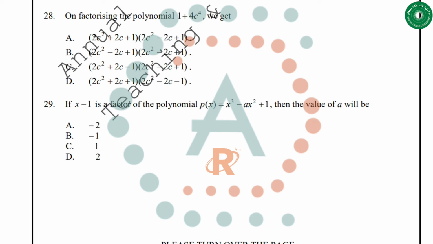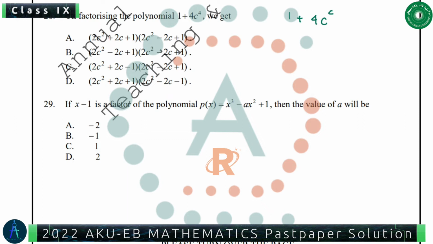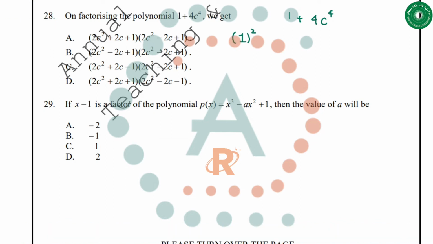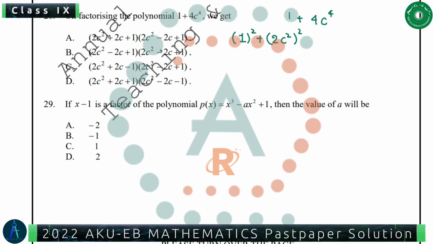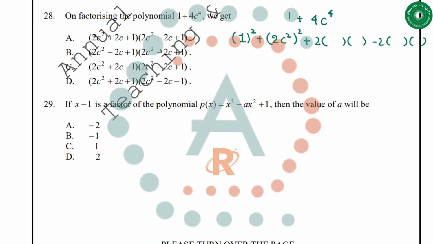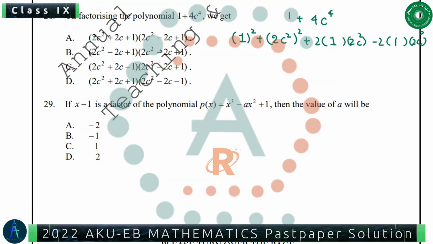Then we have question number 28. 1 plus 4c4. We have to completely factorize this. So to factorize, we add plus 2ab and minus 2ab. So this is a square, plus this is b square. Then we get plus 2ab and minus 2ab. In place of a we put 1, in place of b we put 2c square. Similarly here 1 and here 2c square.